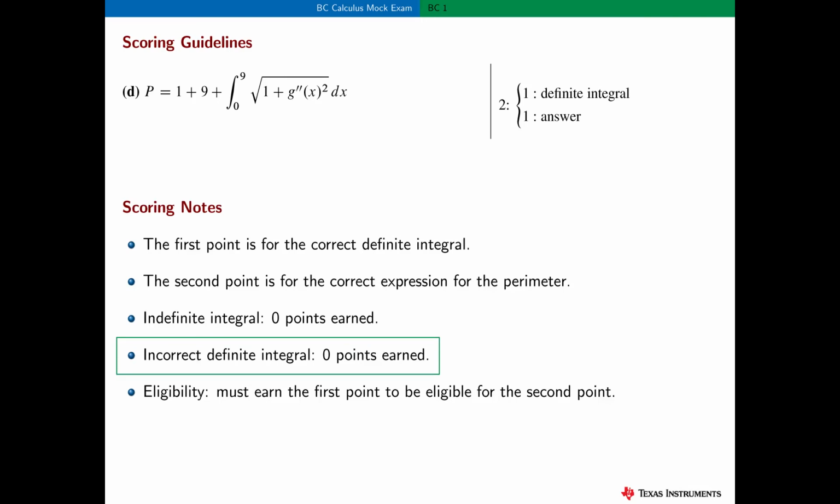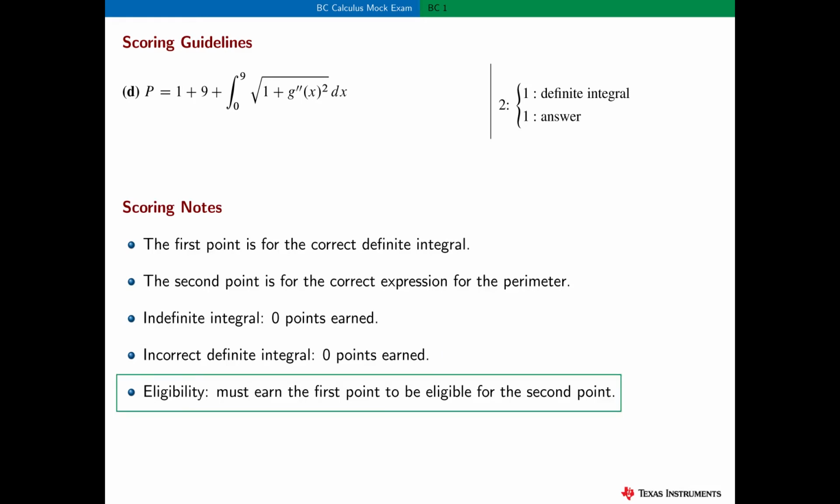Similarly, if an incorrect definite integral is presented, that is, either incorrect bounds or an incorrect integrand, then no points are earned. And there is an eligibility criteria here for the second point. The student must earn the first point to be eligible for the second point.